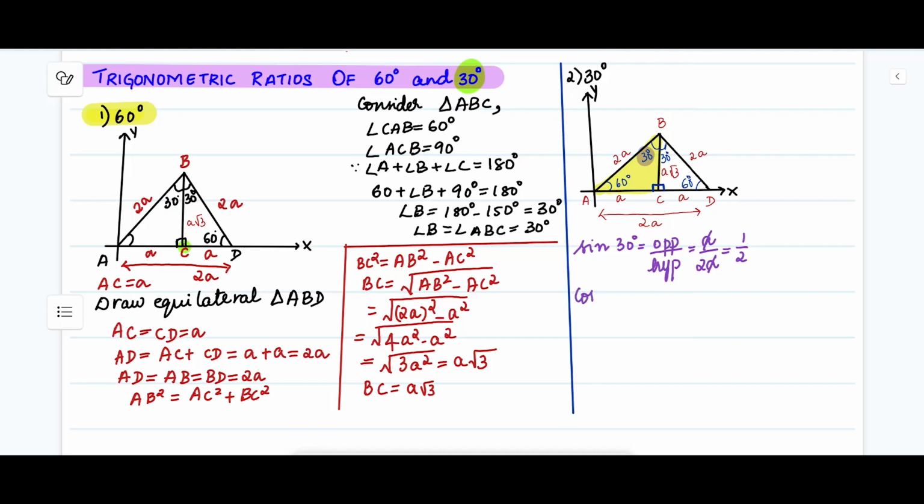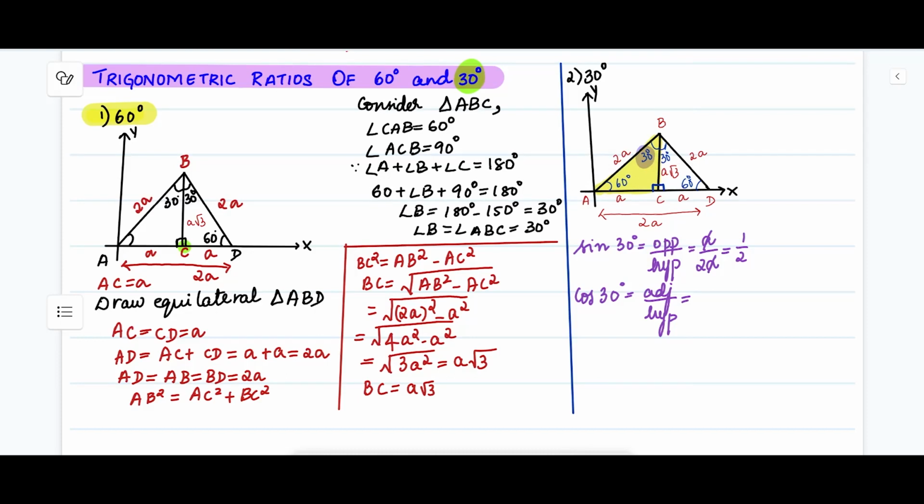Next is cos 30 degrees, which has the definition adjacent side of the triangle divided by the hypotenuse side of the triangle. The adjacent side, which is adjacent to our angle theta, is our side BC, which has the value A root 3. We cannot consider AB to be the adjacent side because this side is opposite to our angle 90 degrees. This side is usually considered the hypotenuse side of the triangle.